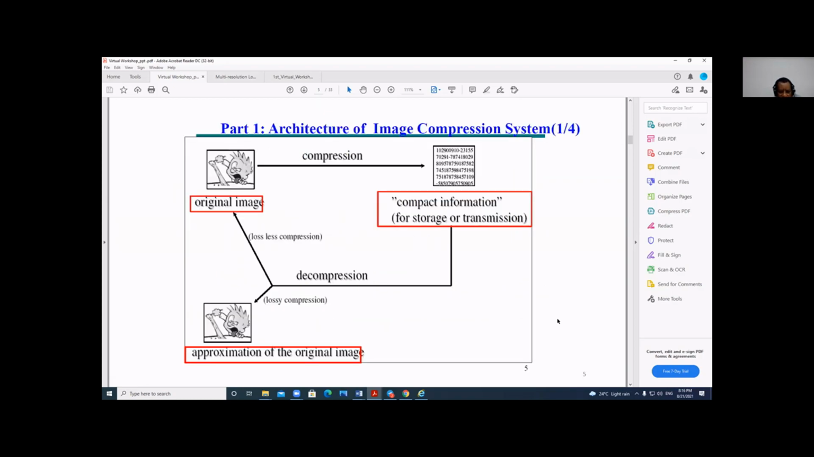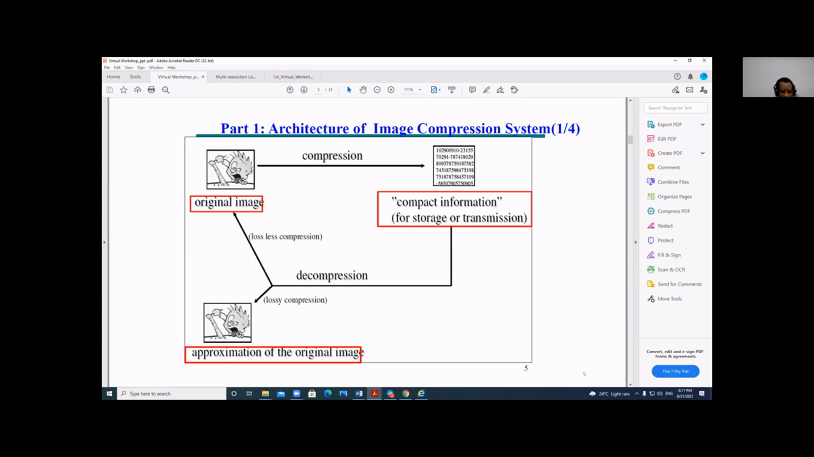So the first part is the architecture of an image compression system. Normally, in any data compression system, it may be text data, audio data, video data, or still image data. We can have multimedia nowadays. In order to transfer this data from one source to another destination, the bandwidth may be very low. If we pass the whole data as it is without compression, it will take a large amount of time for transmission because of the lack of bandwidth. Therefore, data compression in general is very important.